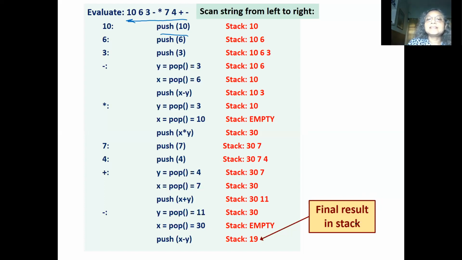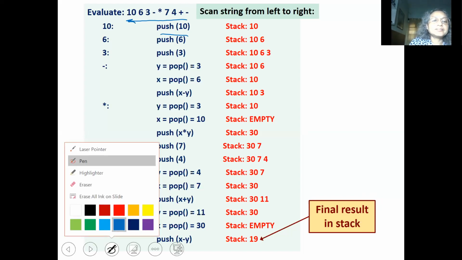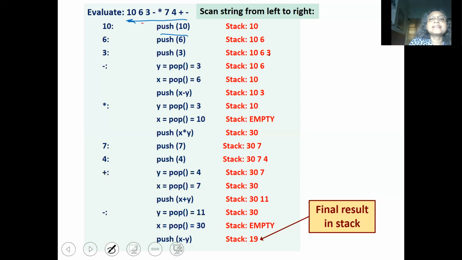So 10, 6. When we first get 10, 10 is put into the stack. Then we get 6, 6 goes into the stack. Then we get 3, 3 also goes into the stack. Then we get minus. When the symbol is minus, now we will pop 2 elements from the stack. First we pop 3, then we'll pop 6. So 10 will be left in the stack.